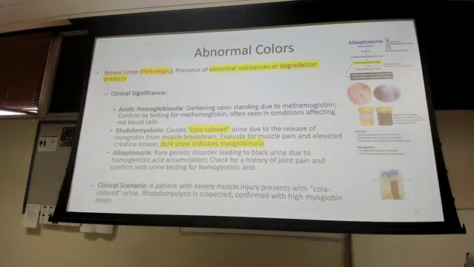Brown urine is pathologic, okay? So this is considered, there's abnormal substance or there's degradation products in the urine. The most common or the most clinically significant that I want you all to know is that rhabdomyolysis. That's that cola color, and this is due to the release of myoglobin from the muscle breakdown, all right? So very dark, very thick urine, sorry.